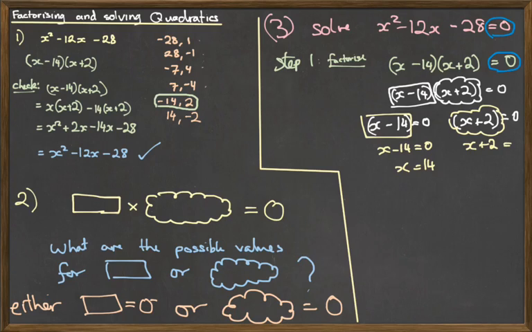Okay. And then the right-hand side there, x plus 2 is 0. Well, that just means that x is minus 2. So the solution is x is 14 or x is minus 2. Okay, so you can see question 3, I've used question 1 and I've used question 2.